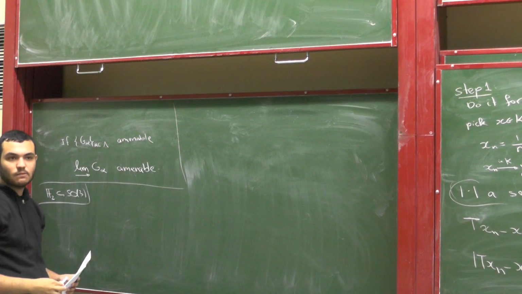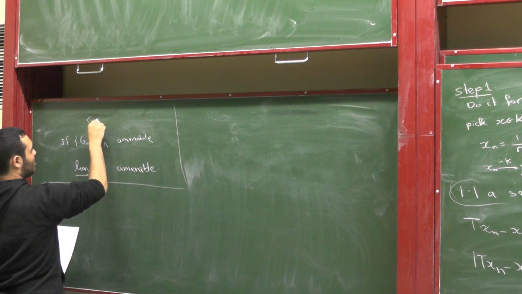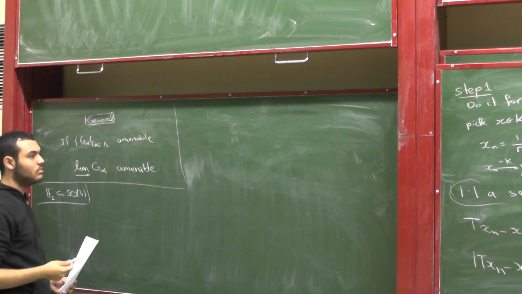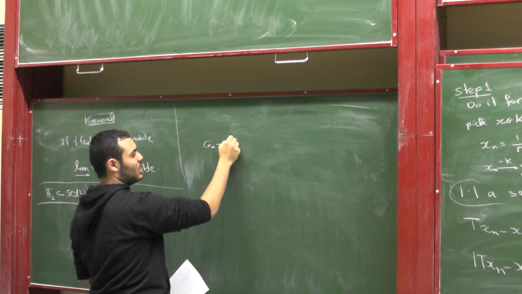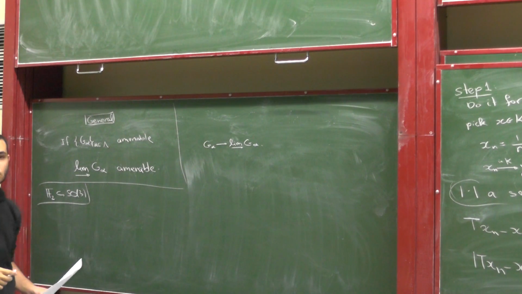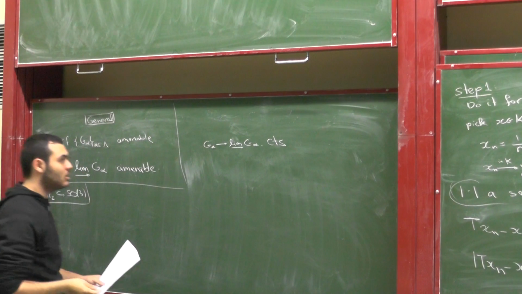Is this about discrete groups or not necessarily? This is about general groups. So what's the topology on the limit? It's the minimal topology such that all these maps are continuous. Okay? This is the topology.